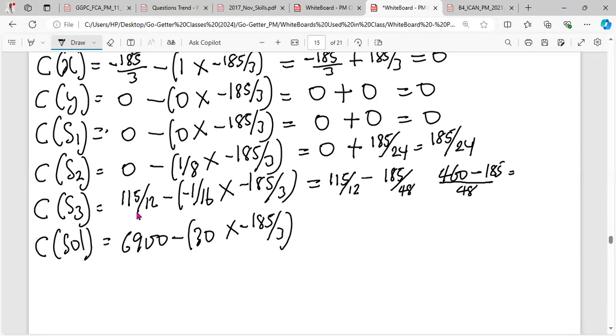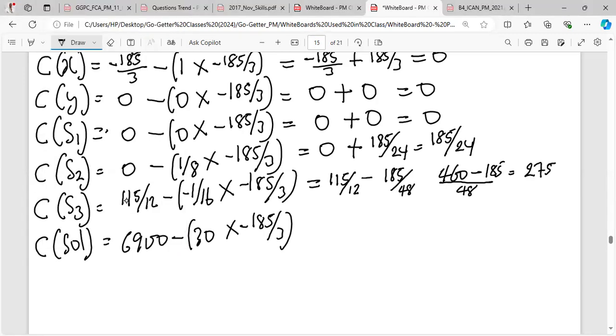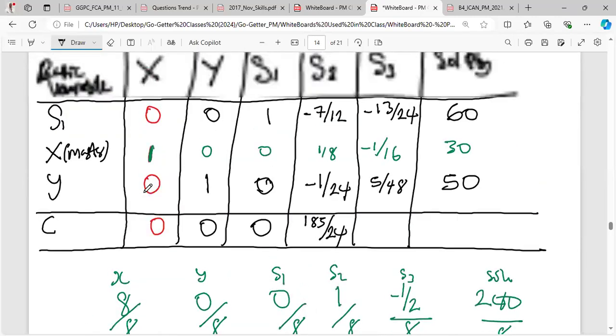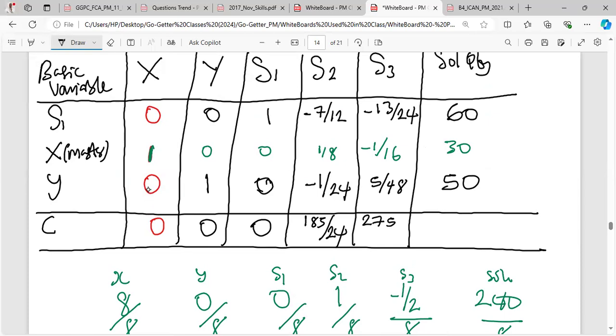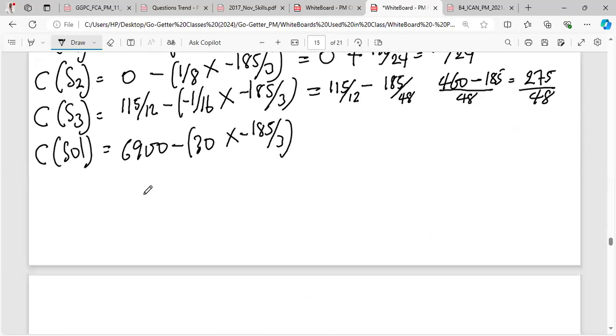Let's see. 460 minus 185 will give me 275 over 48. Let's leave it that way: 275 over 48. Okay, and let's do the last one. I know what the last one is going to be.